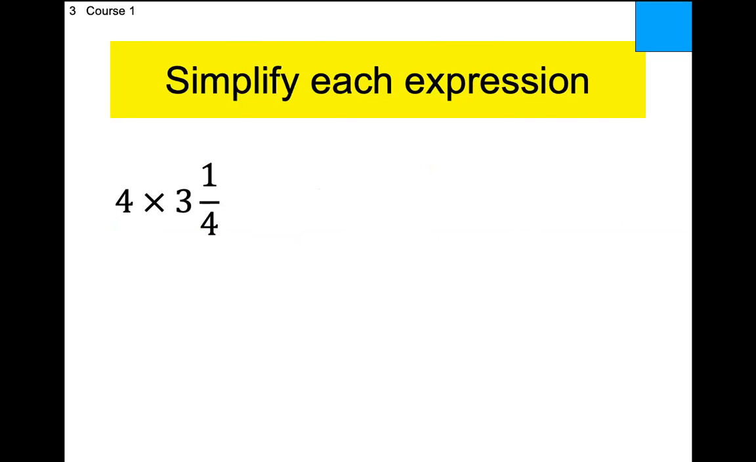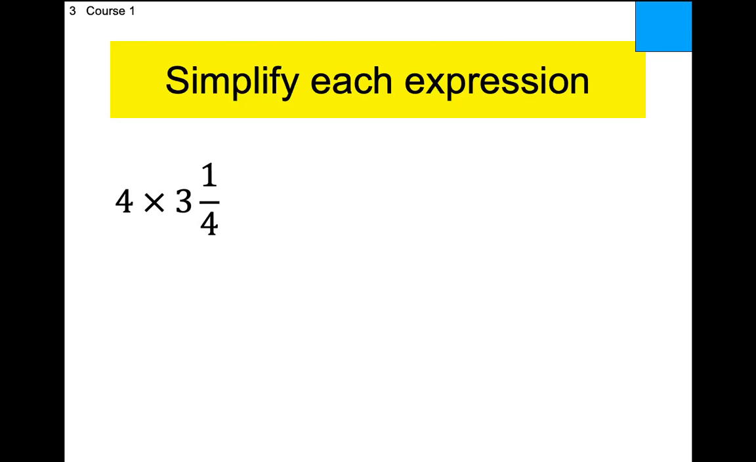I got that done. The special case ones, the ones that are a little bit weird, is when you're multiplying a whole number times a mixed number. What are we going to do with the whole number? We're going to turn it into a fraction. We're going to put it over 1. With the mixed number, we're going to change to an improper fraction.